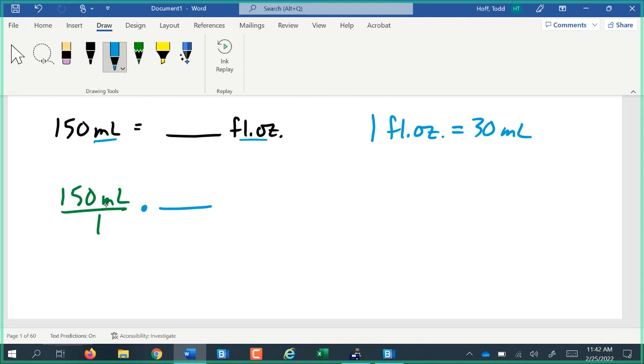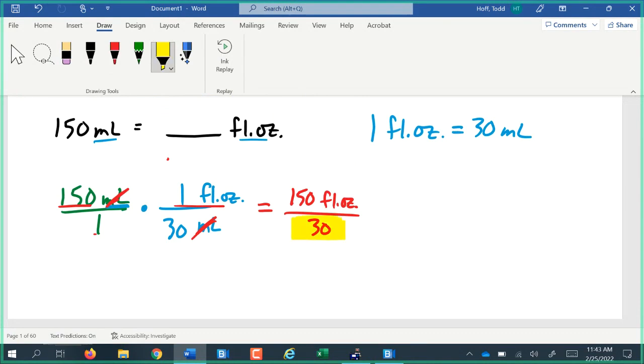So here, to cross-cancel the milliliters, since they start out on top, I have to put milliliters on bottom. And I am going to fluid ounces, so they'll be on top. So 1 fluid ounce is 30 milliliters. So now again, we go to multiply. We're just multiplying fractions here. The milliliters will cross-cancel out, which is what we wanted. We wanted to get rid of that unit. On top, we have 150 times 1 fluid ounce, which is 150 fluid ounces. On bottom, we just have 1 times 30, which is 30.